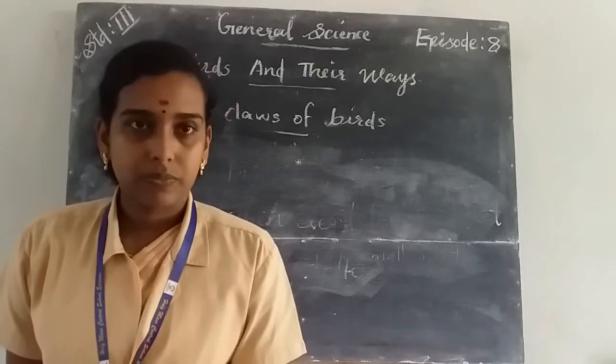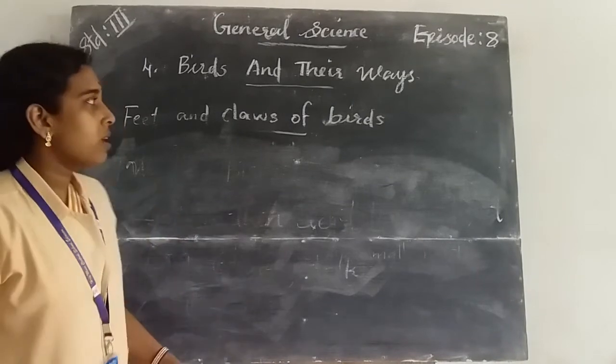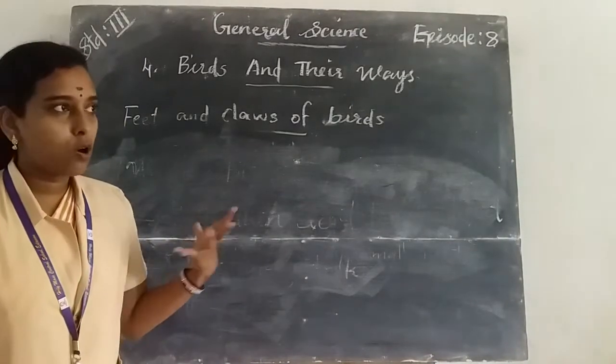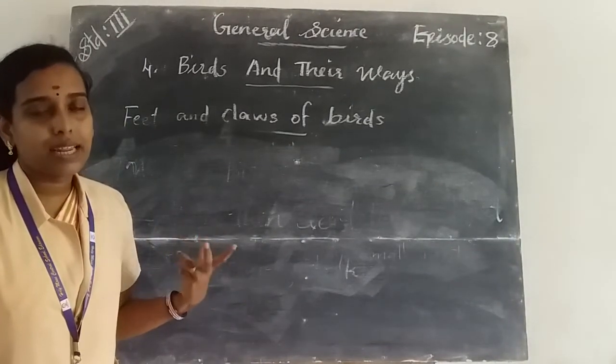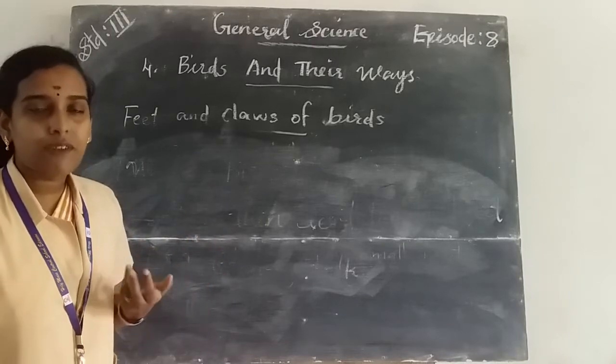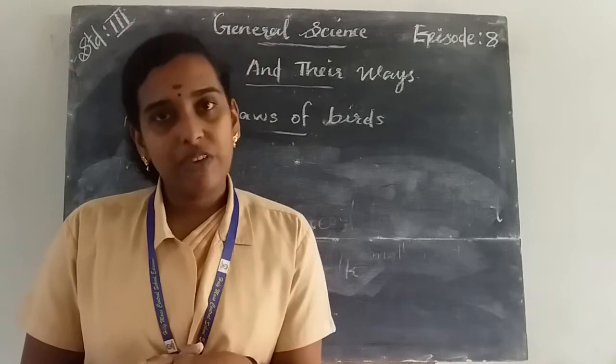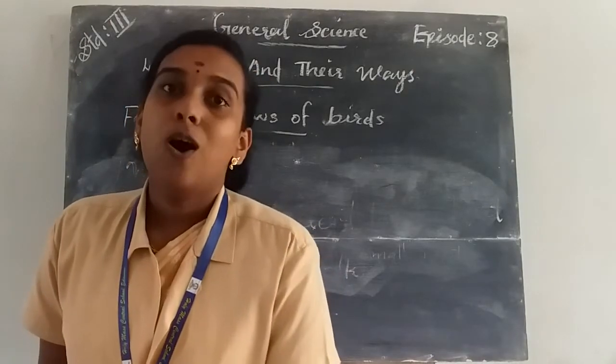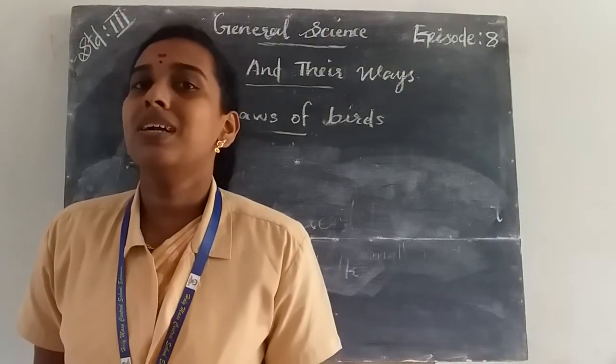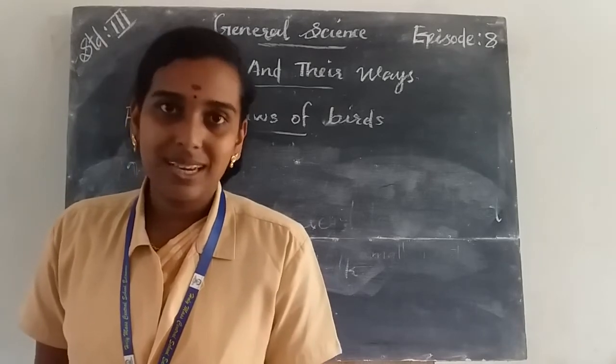And some birds do not have strong wings and tails, and these types of birds cannot fly, and they are called flightless birds. Examples of flightless birds are ostrich, kiwi, emu, and penguin. Ostrich is the largest bird and it lays the biggest egg.